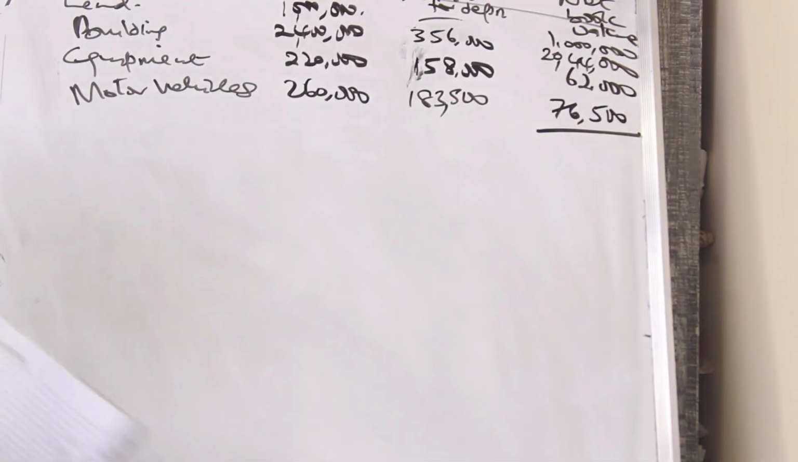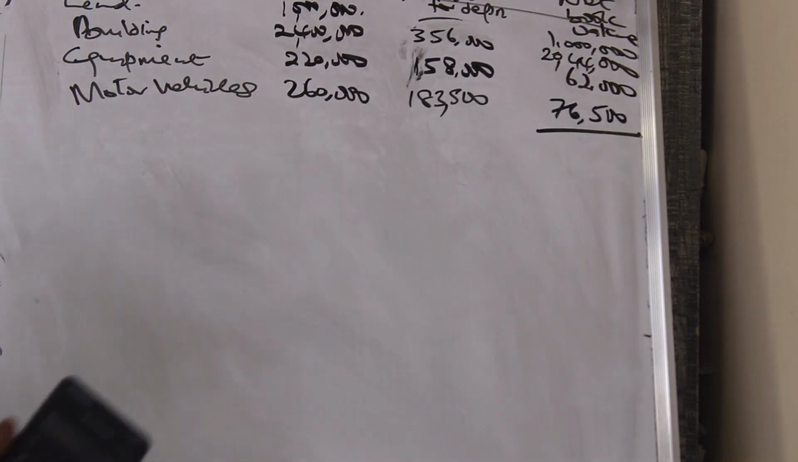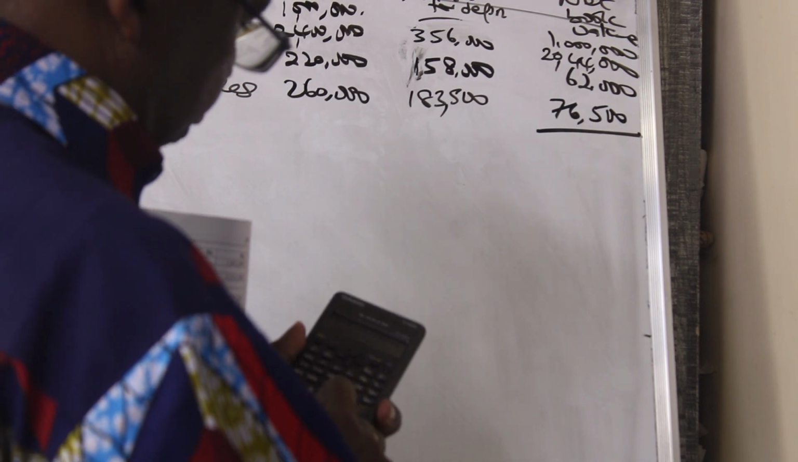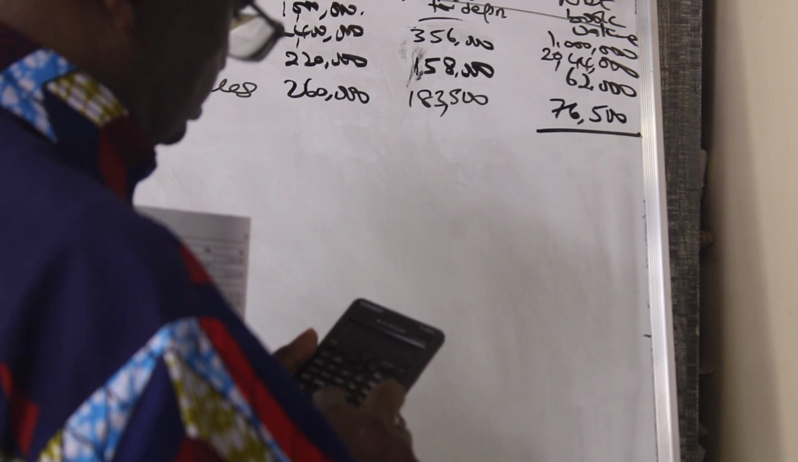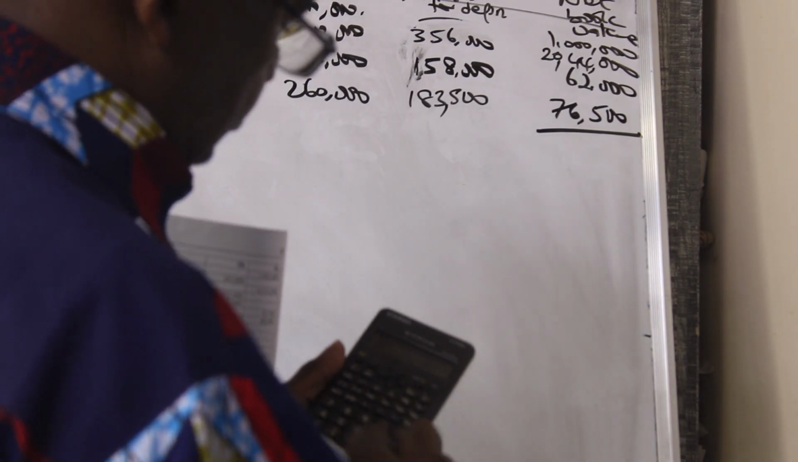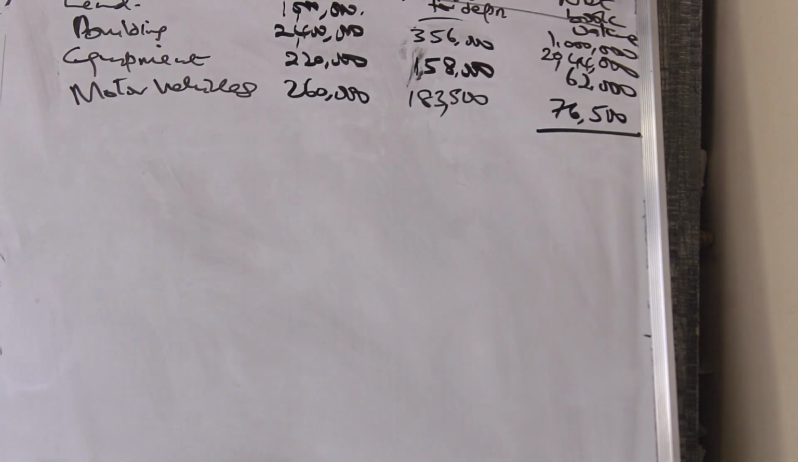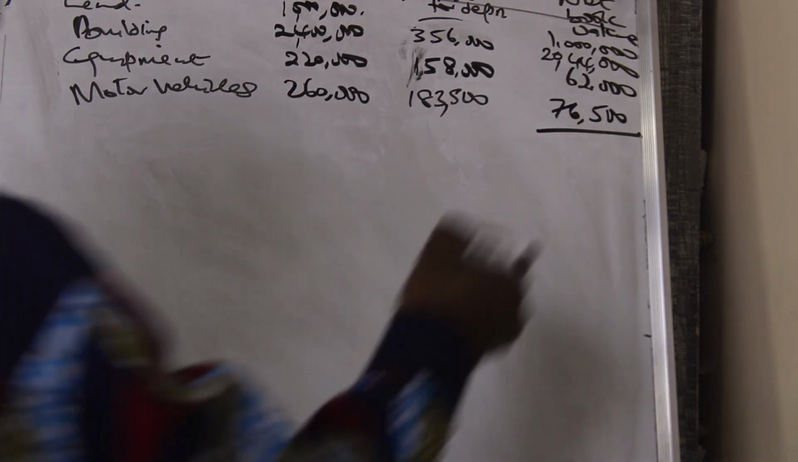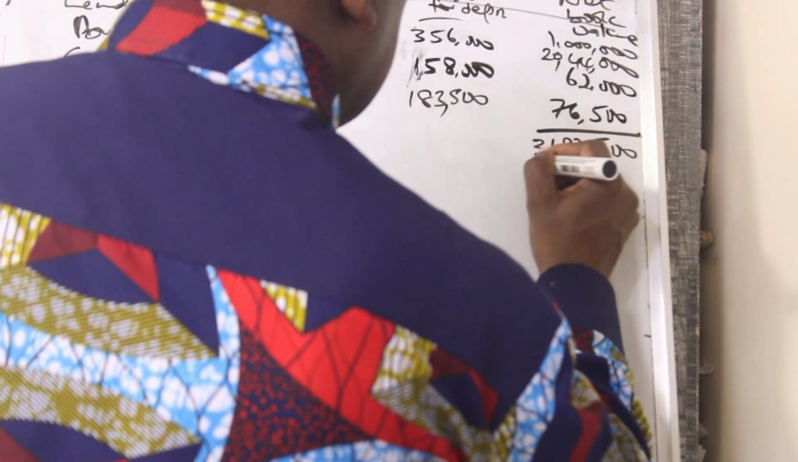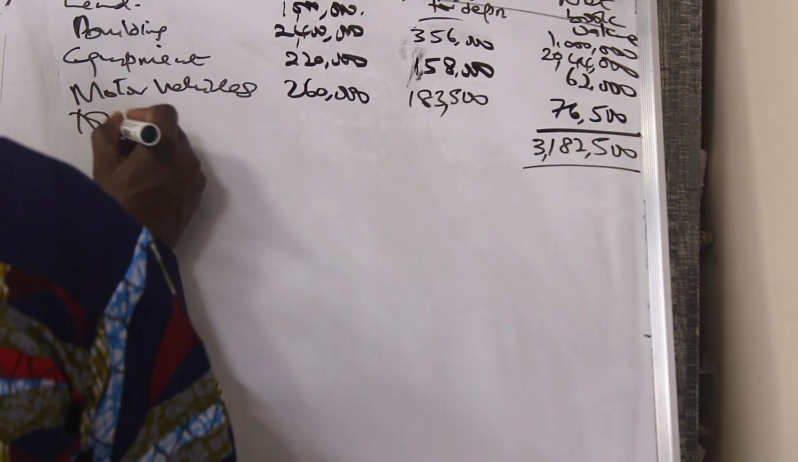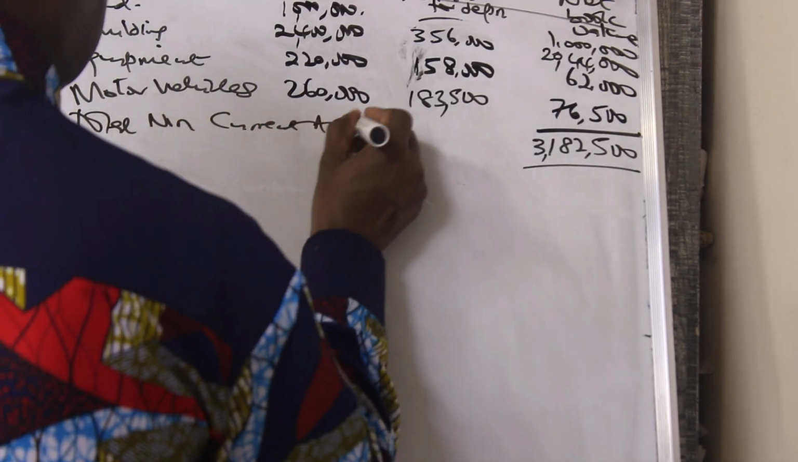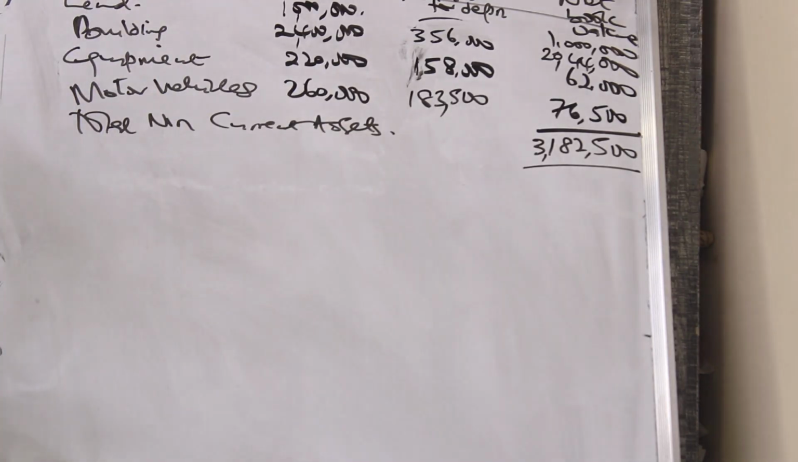You add the four together. This becomes 3,044,000 plus 62,000 plus 76,500. You get a figure of 3,182,500. That is total non-current assets.